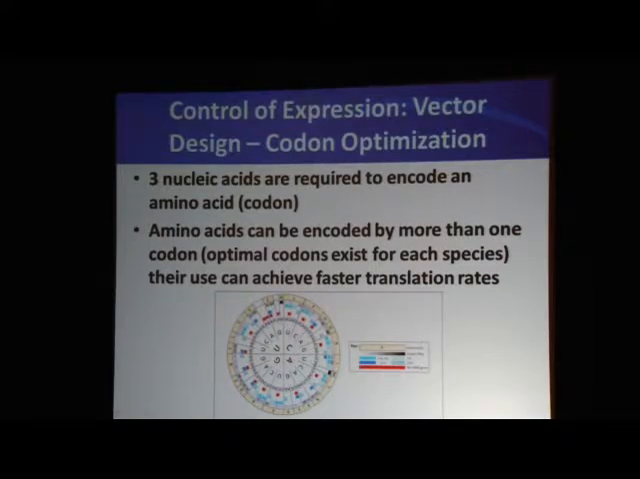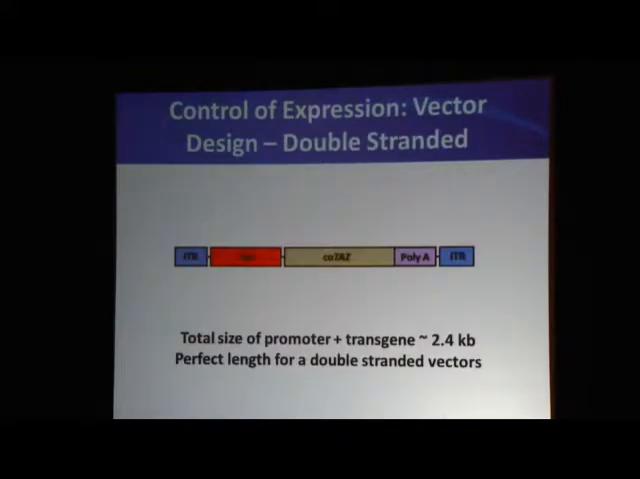And then people have found that if you use something codon optimized for the species that you're actually using, you'll achieve faster translation rates. So this is an example of what a clinical vector could look like for Barth syndrome, and in fact, we've cloned this and we've got it ready.